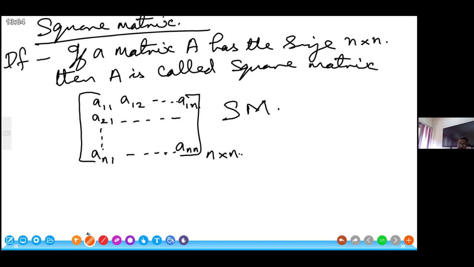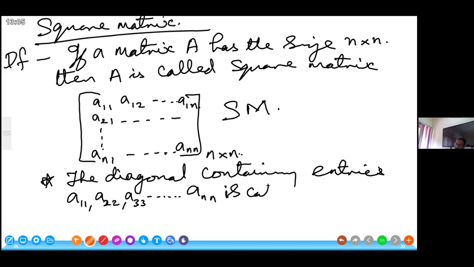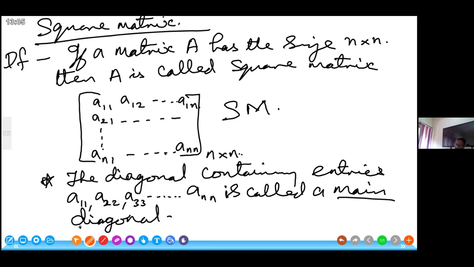In the square matrix, the diagonal containing entries, for example, A11, A22, A33, and so on, Ann, is called the main diagonal. So they are called the main diagonal.